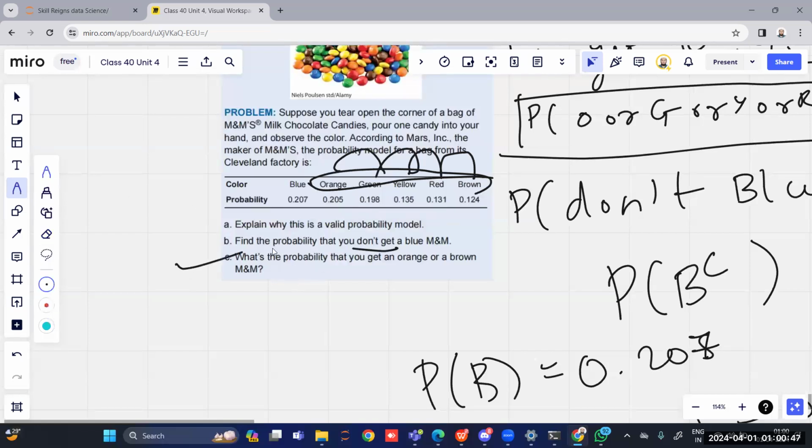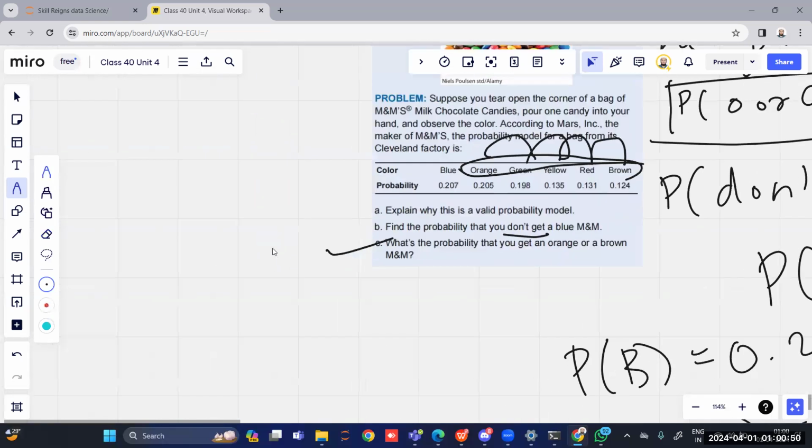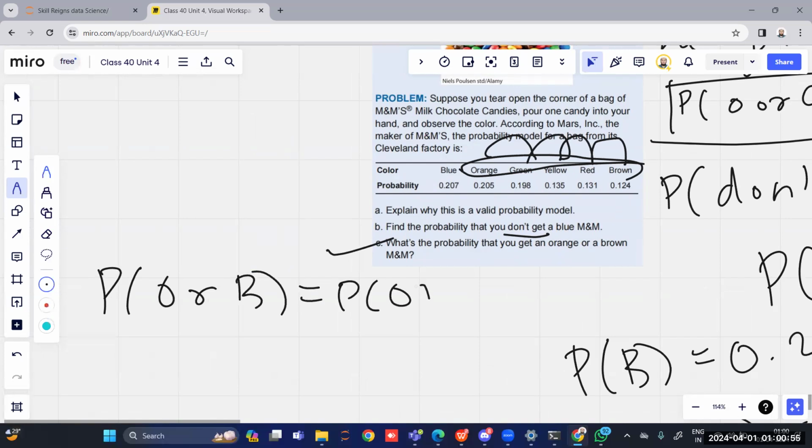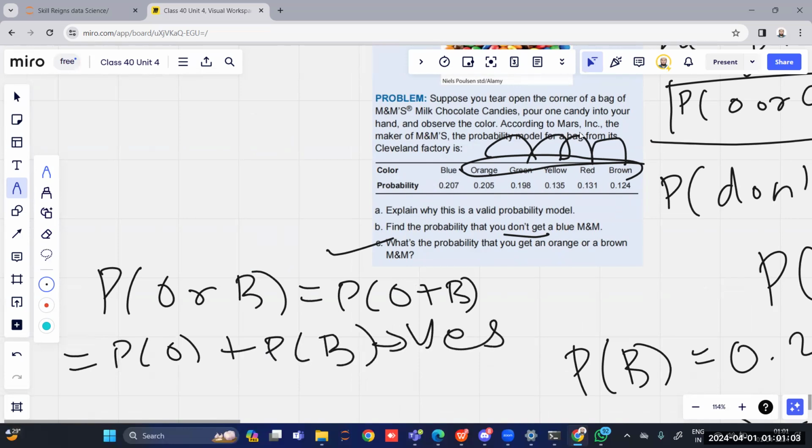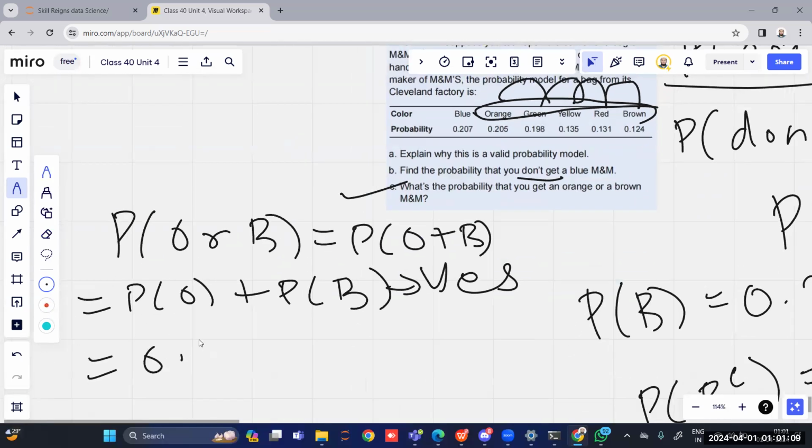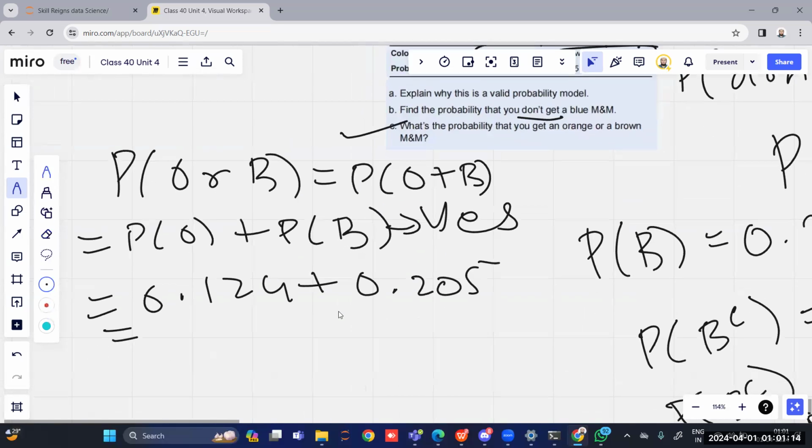Okay, now the next question is, what's the probability that you get an orange or a brown M&M? Probability of orange or brown. So it will be the probability of orange plus brown. So can we write probability of orange plus probability of brown? Yes. Why? Because there is no color in common between orange and brown. They are mutually exclusive. So it will be 0.205 plus 0.124, so the probability will be 0.329, that is 32.9%. Yeah, that's 32.9. Correct.